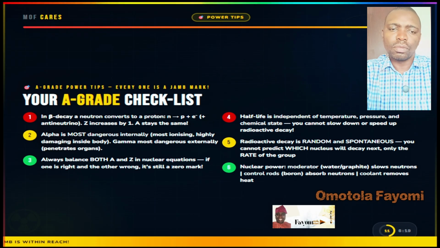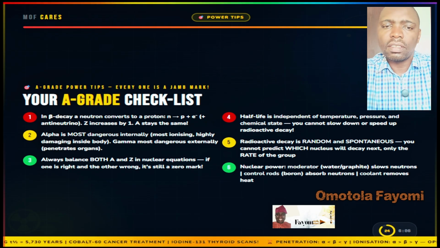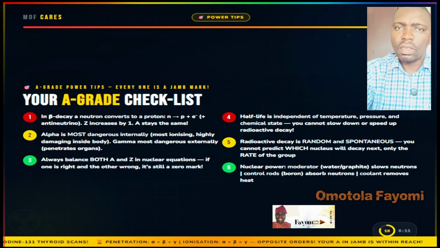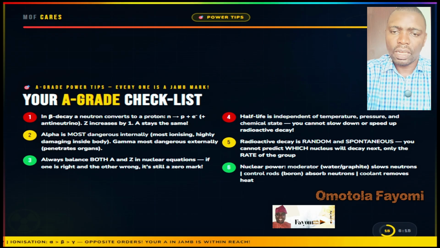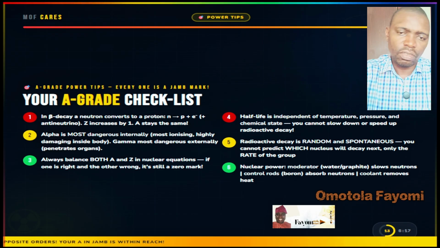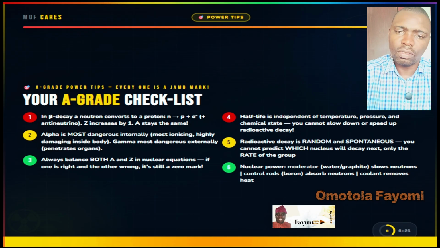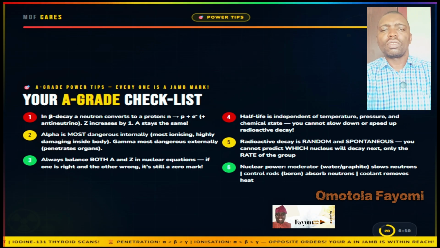2. Alpha is the most dangerous internally. It is the most ionizing, so it damages more cells per centimeter inside the body. But gamma is the most dangerous externally. It penetrates through the body wall to reach organs. Contact matters for which is more dangerous. 3. In any nuclear equation, both mass number and atomic number must balance. If you only check one, you have a 50% chance of error, so always check both before choosing an answer.